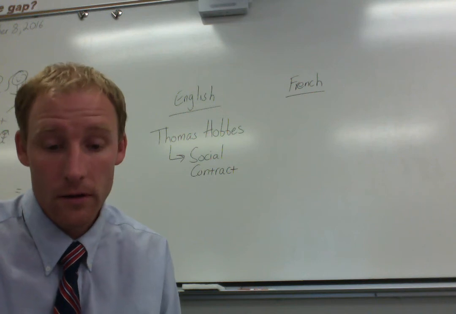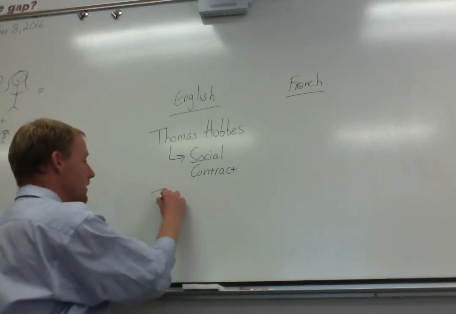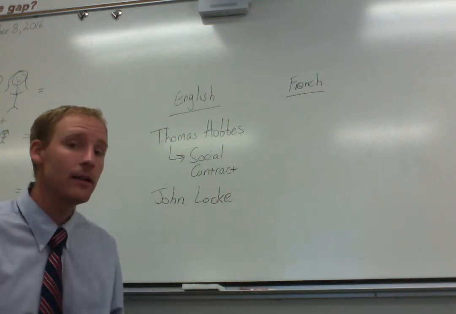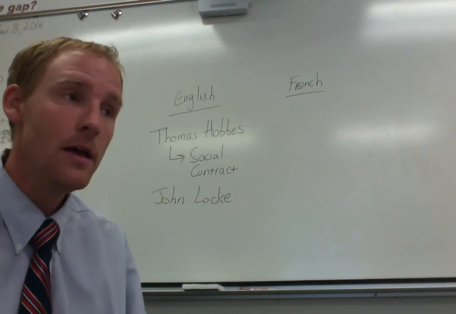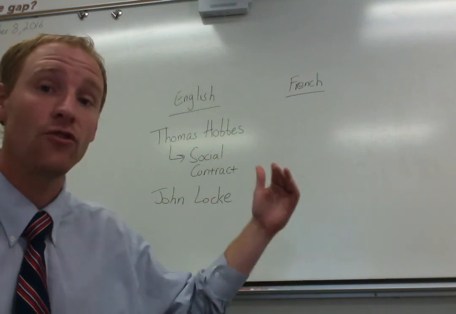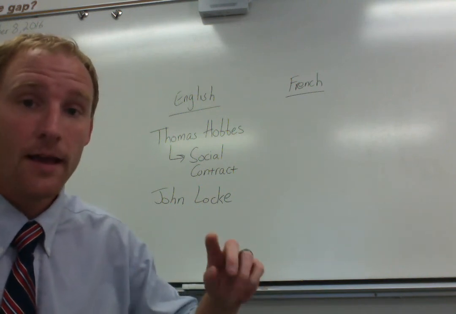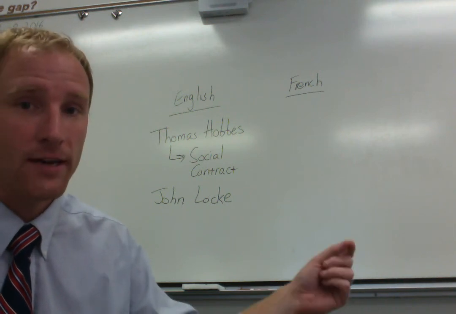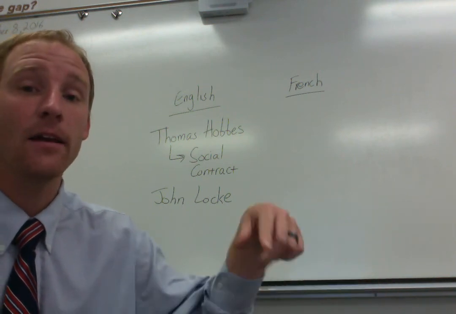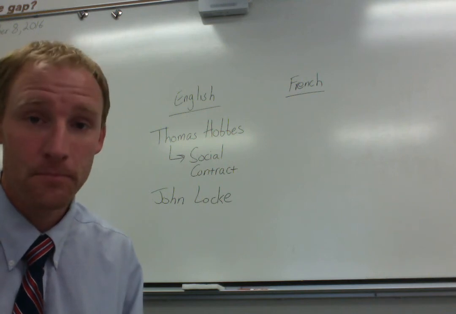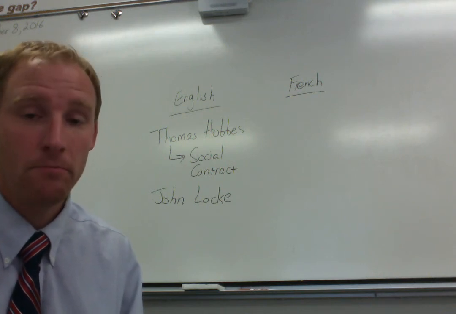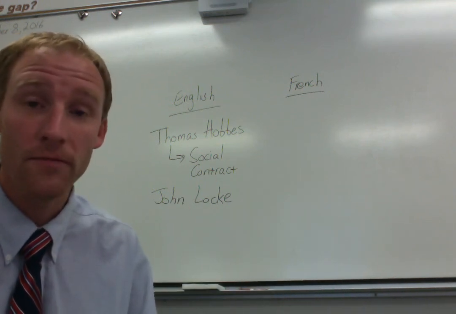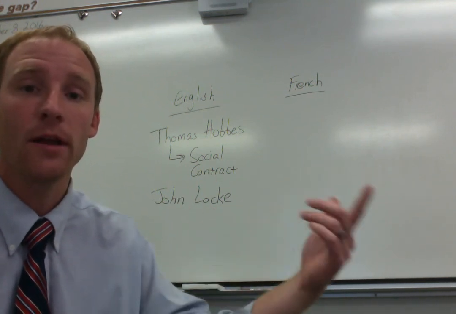Now, for the next thinker, John Locke, he took the idea of the social contract a little bit farther, and he said, people give up power to the ruler in exchange for protection, and if the ruler fails to protect the people and protect their rights, they can overthrow the ruler. Right? People give up their power in exchange for protection, and if the ruler fails to protect the people's rights, the people can overthrow the ruler.